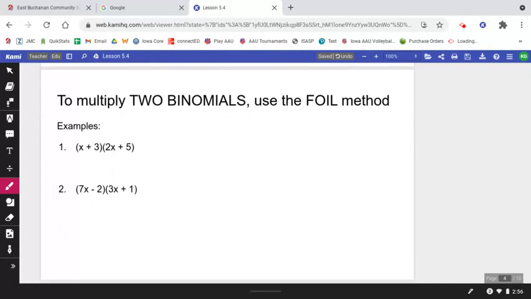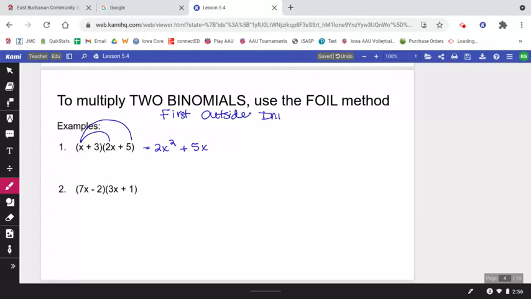The next one we're going to have is two binomials, and we're going to use the FOIL method that we learned in Algebra 1. So remember, FOIL stands for multiply the first terms of each binomial. So x times 2x is 2x squared. The O stands for the outside terms of each binomial. So x is on the outside, and so is 5, which would give me positive 5x, because the 5 is a positive, and so is the x.